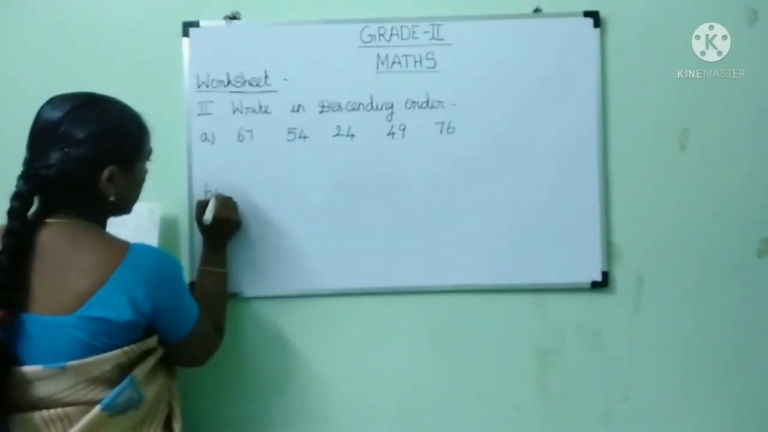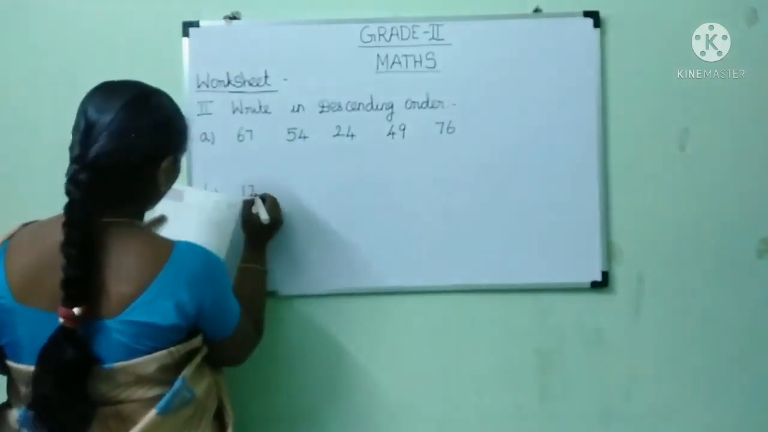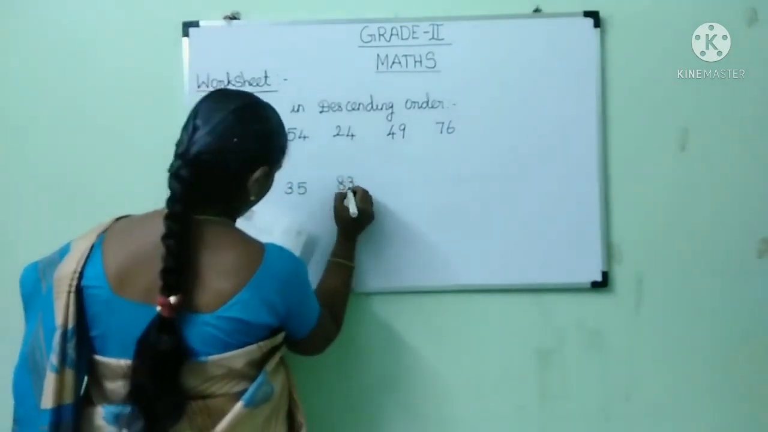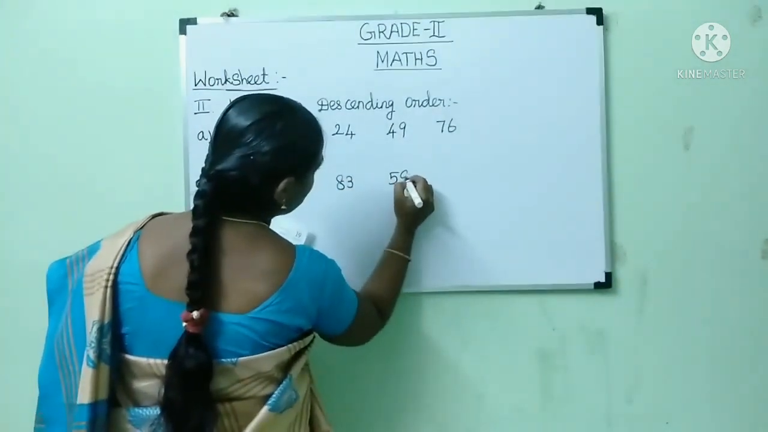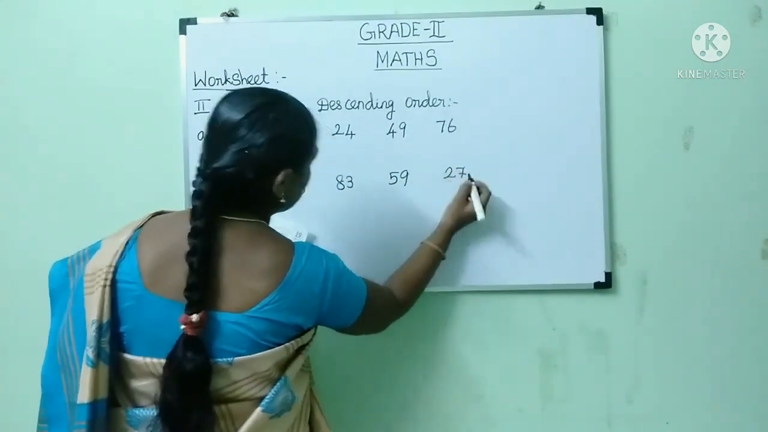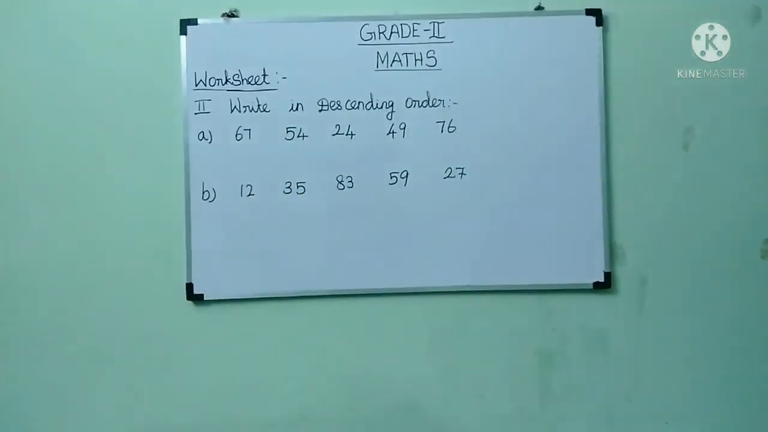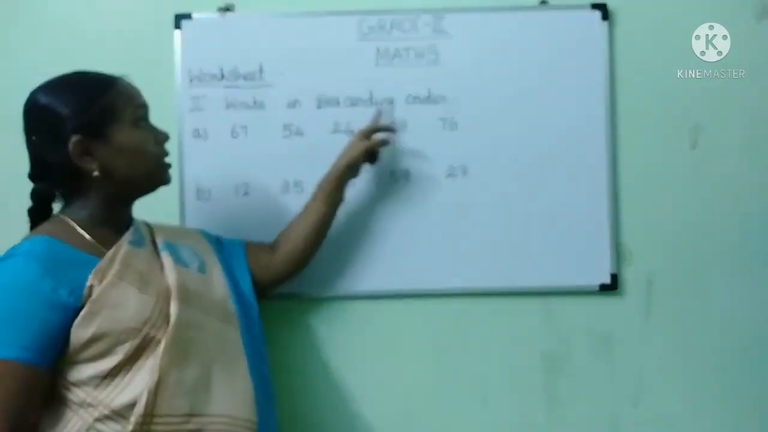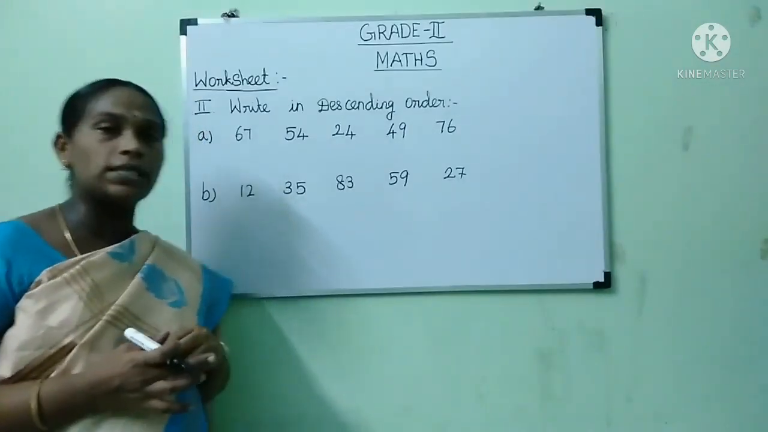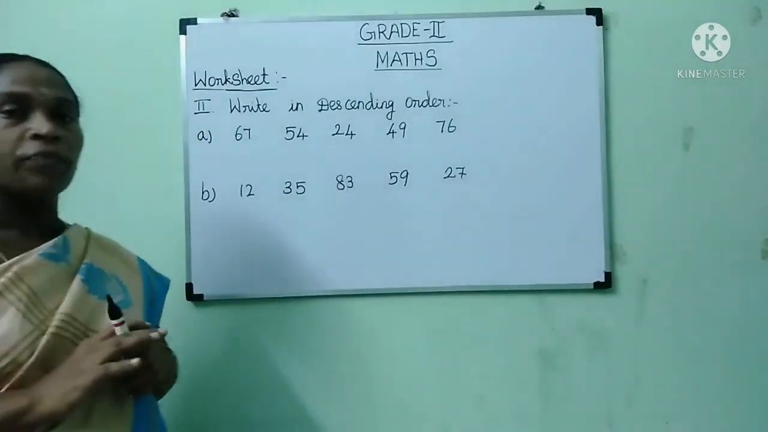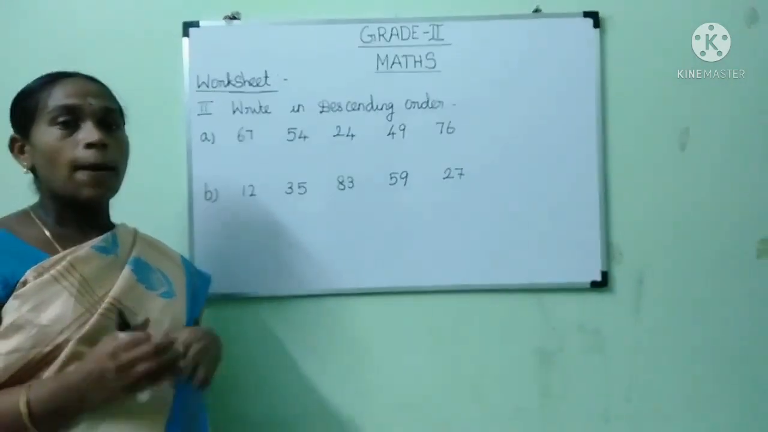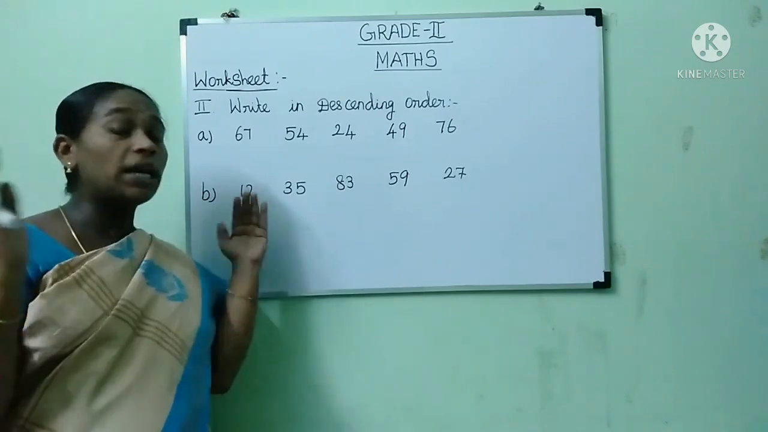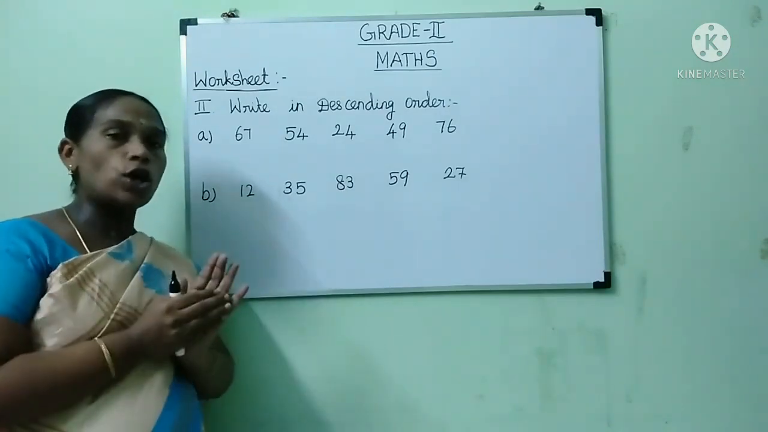The second sum, 12, 35, 83, 59 and 27. See here, the first, descending order, write in descending order. Descending order means how to write this? Descending order means biggest number to the smallest number. What is this? Biggest number to the smallest number.